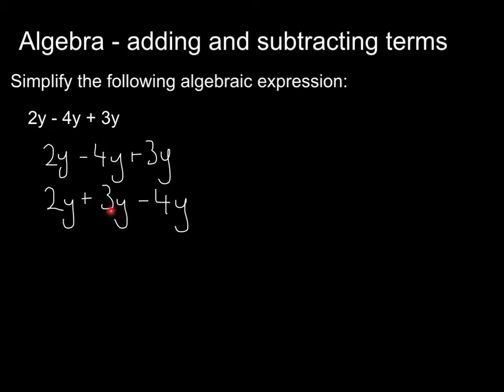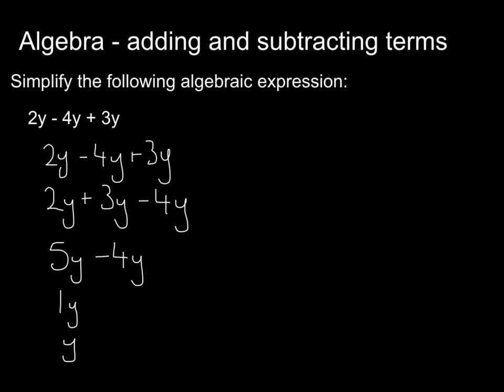Now we have 2y plus 3y. So I can just make that 2 plus 3 is 5, and they are like terms, so it's 5y minus 4y. I don't do anything to change that at the moment. And now I have 5y minus 4y, so if I have 5 of the same thing minus 4 of the same thing, it's just equal to 1. 5 minus 4 is 1, so it's 1y. And when it's just 1y, you don't have to write the 1 anymore, you can just write y. And that's it simplified. Okay, let's try another one.